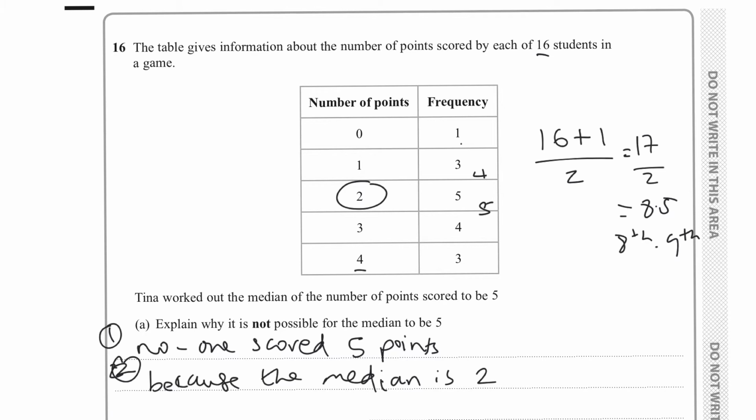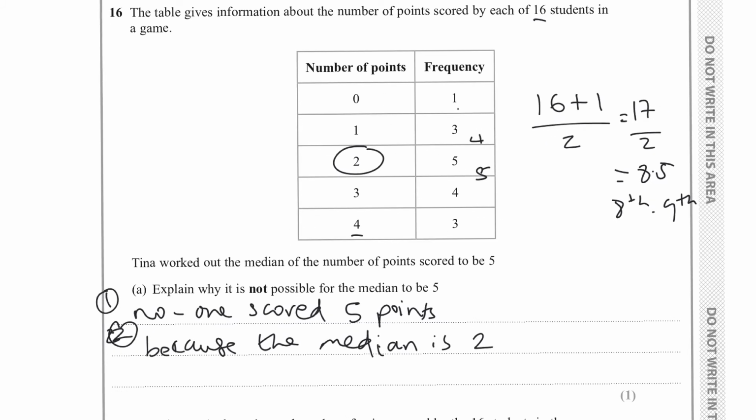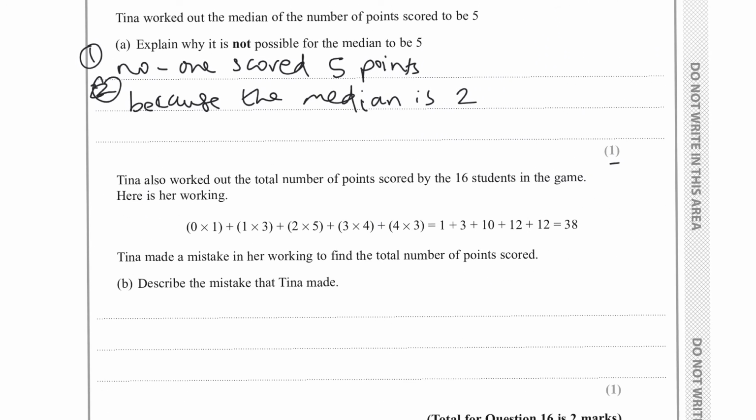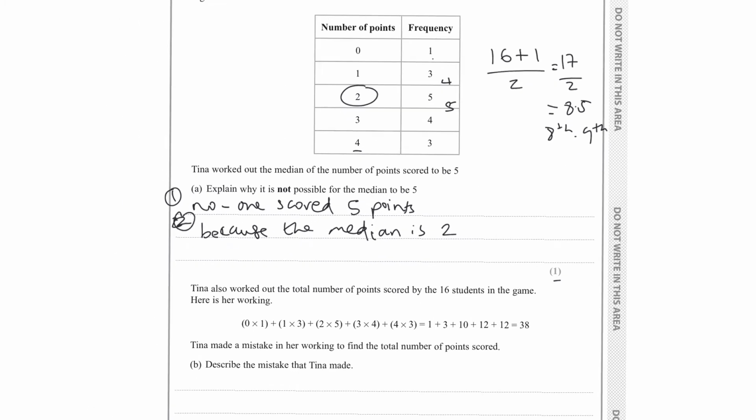So you don't have to make note of all of those points because it's only a 1-mark question, but any of those reasonings are acceptable. Okay, so it also says that Tina has also worked out the total number of points scored by the 16 students in the game. Here is her working out, okay? And it says Tina has made a mistake in her working to find the total number of points scored. And we need to describe the mistake that Tina has made.